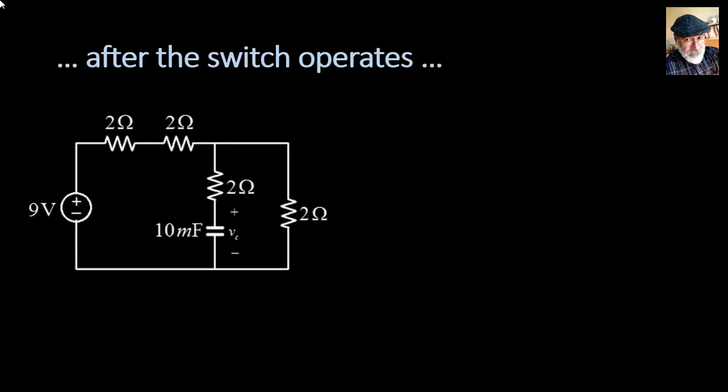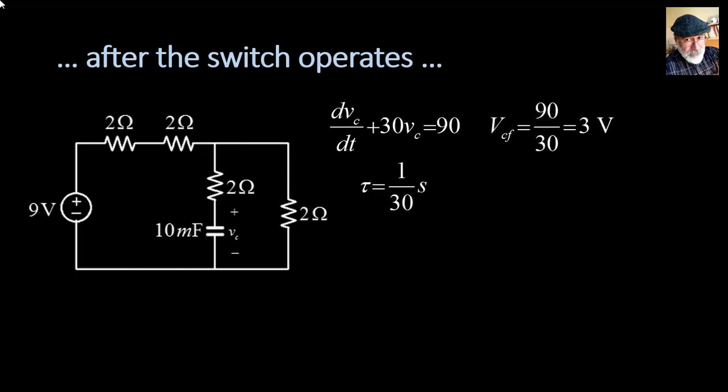Now, the switch operates, the circuit looks like that, but we already know the initial voltage in the capacitor, 4.5 volts. The differential equation we find as before in the previous video, that gives us the final value, the time constant, and we can write what is the voltage in the capacitor. Initial voltage 4.5, final voltage 3, the time constant 1 over 30. That is the voltage in that capacitor after we open the switch.